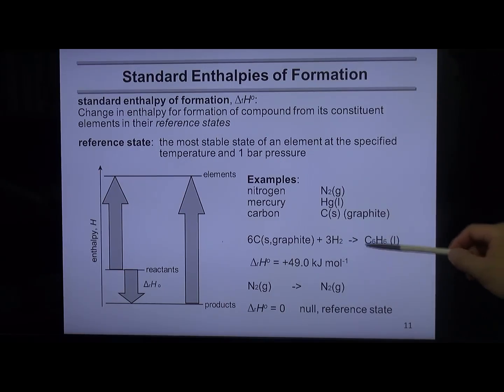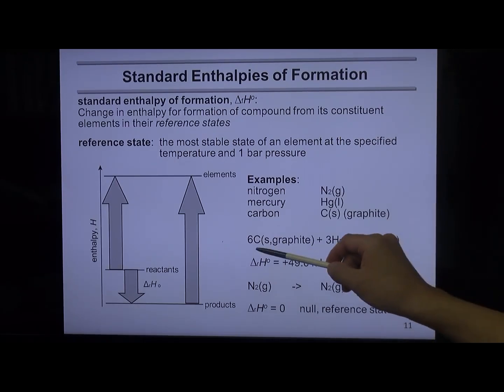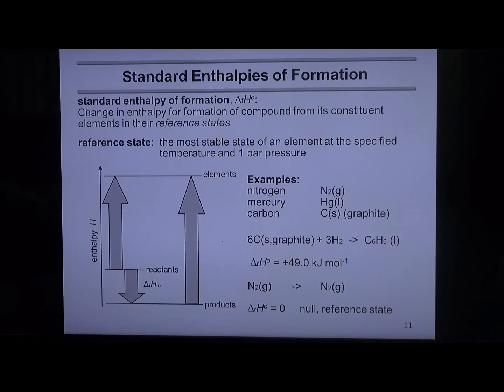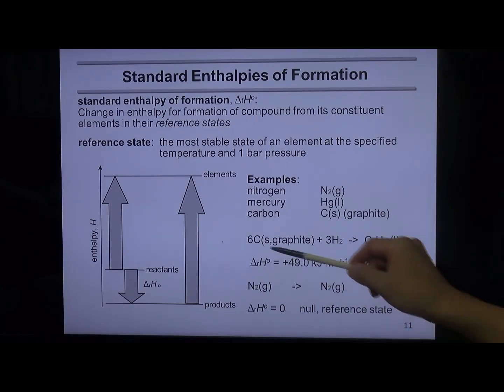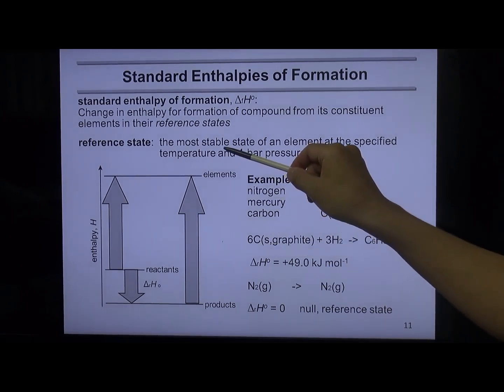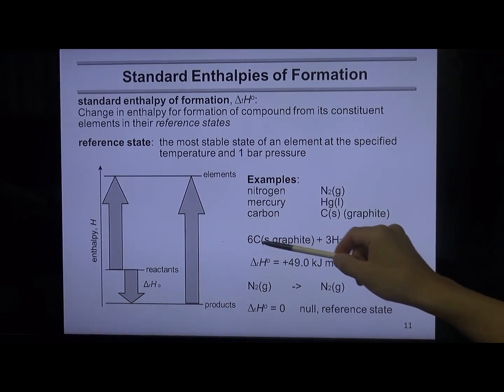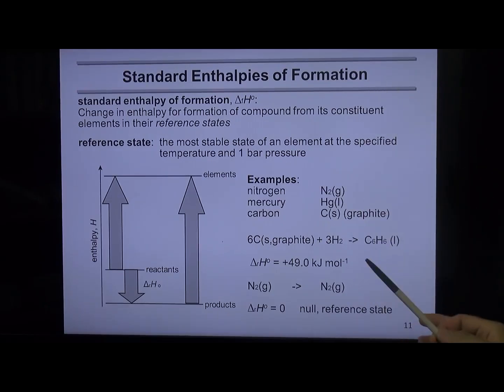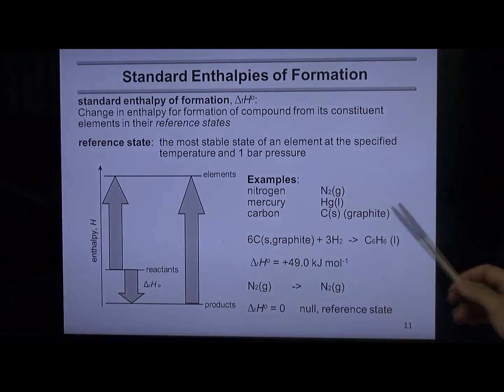If you want to know the standard enthalpy of formation of this compound, you simply divide this compound into its components, C and H2. Why do we do that? Carbon is most stable as a solid at 1 bar and at 25 degrees C. Solid is the most stable state.